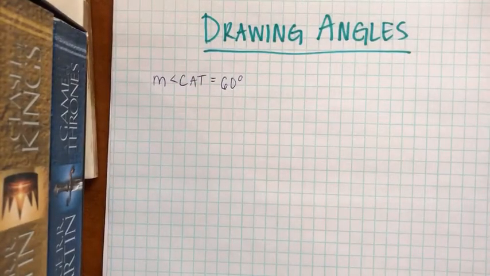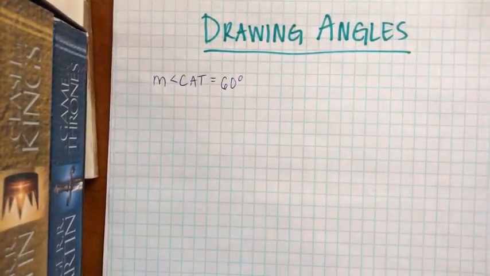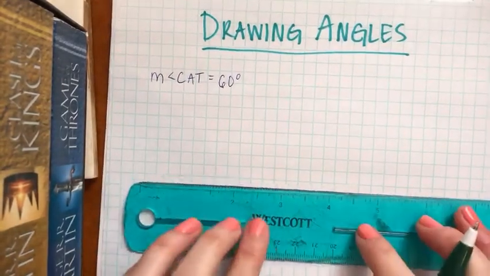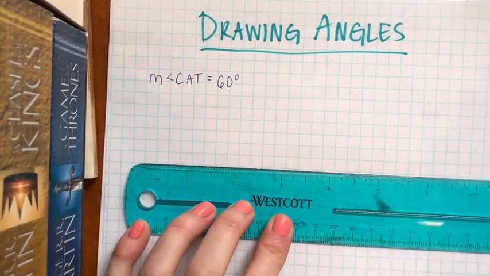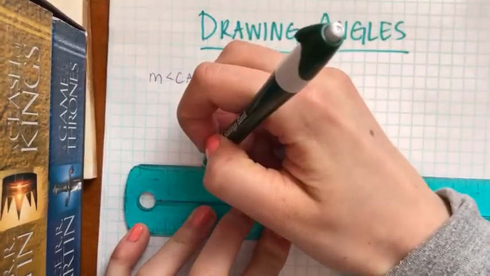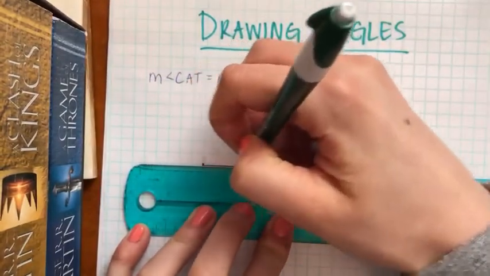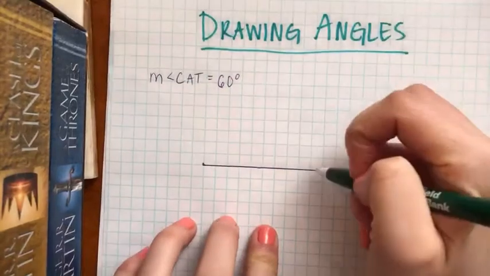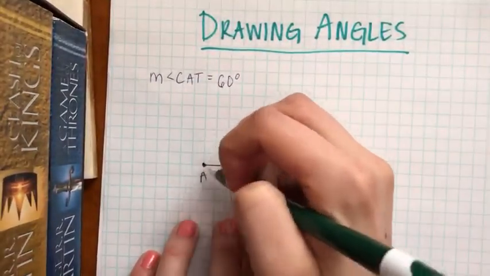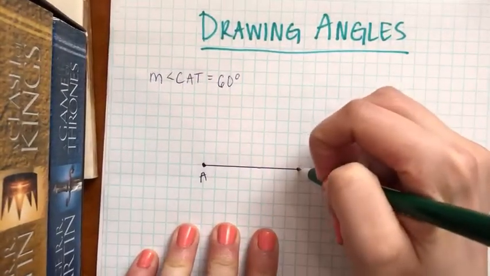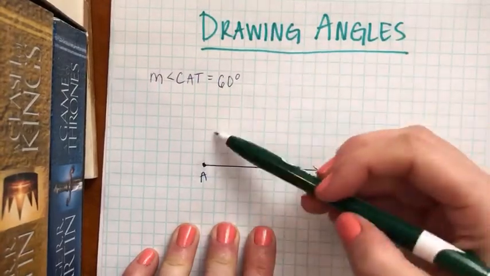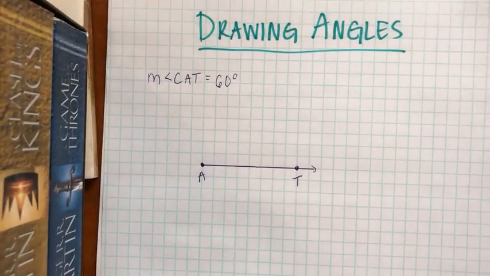So to draw angle CAT, I'm going to start with a ray, and I could put this right anywhere on my paper, but it is easiest if you get to choose to draw it straight across. So here I'll put my vertex A, and I'll give myself a nice big dot there, and I'll say that this goes through point T, and I'm going to find 60 degrees away where to put the other ray, AC.